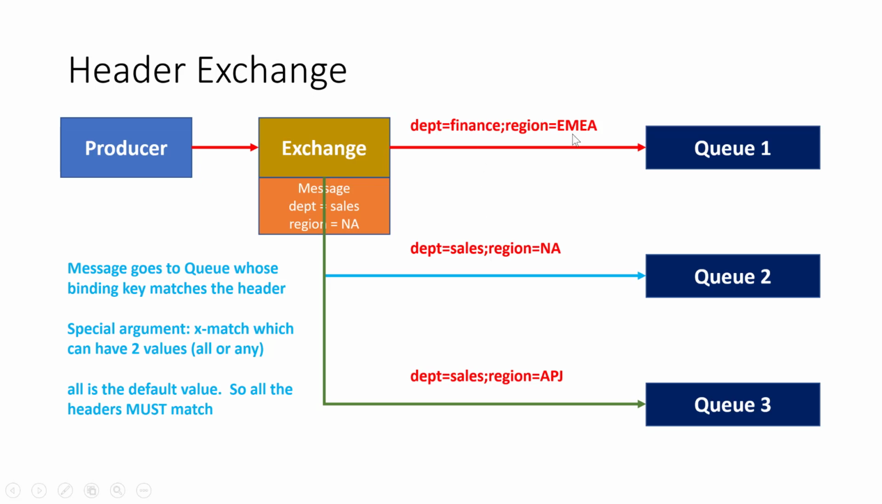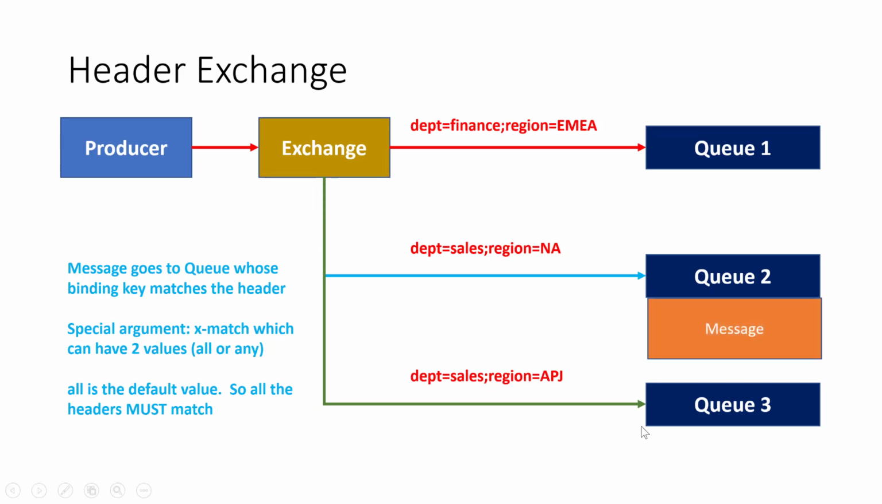So here the region equals EMEA, and therefore it doesn't match any of the headers. Here the department equals sales, region equals North America, so it matches both of them, so it will go into Q2. And the Exchange doesn't send it to Q3 because by default all of the headers need to be matched. And here it's only department equals sales, region equals APJ, and the region equals APJ doesn't match the message.